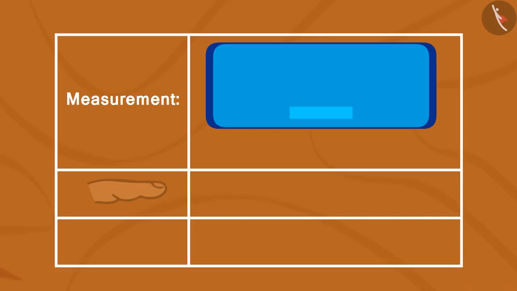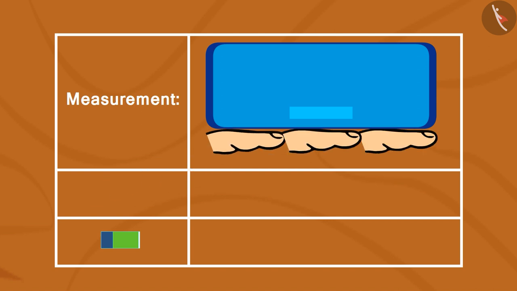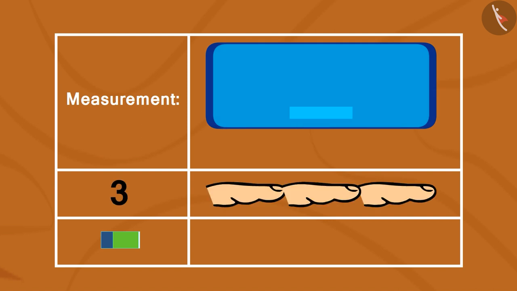We can use a finger or a rubber. Yes, let's measure with a finger first. Its measurement with the finger is 1, 2 and 3. This pencil box is equal to 3 fingers.